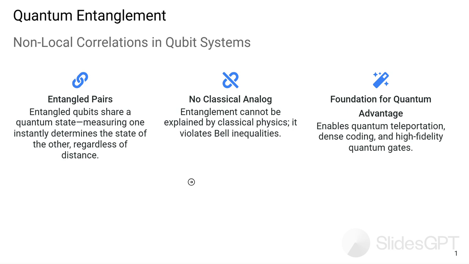Next, we have entanglement, often described as spooky action at a distance. When two qubits are entangled, the state of one instantly determines the state of the other, no matter how far apart they are. This is critical for quantum computing. It enables interactions and computations that are impossible classically, such as quantum teleportation or massively parallel information processing.